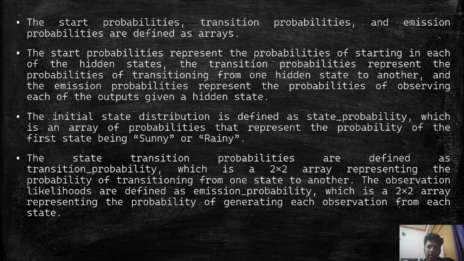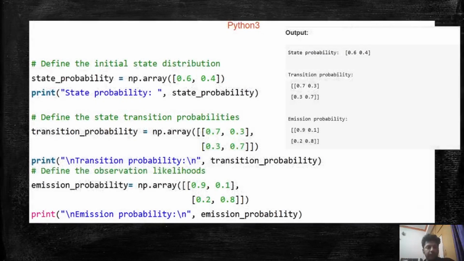The initial state distribution is defined as state probability, which is an array of probabilities that represent the probability of the first state being sunny or rainy. The state transition is defined as the transition probability, which is a 2 by 2 matrix representing the probability of transitioning from one state to another. And the observation likelihoods are defined as emission probability, which is a 2 by 2 array as we just said, and that represents the probability of generating each observation from each state.